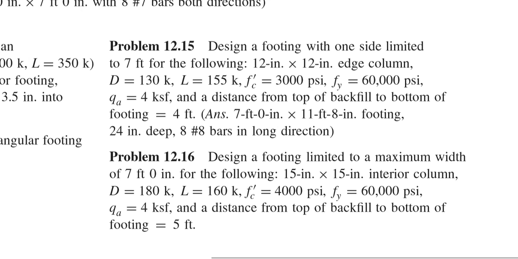Dead load is given as 130 kips, live load 155 kips, f'c is 3000 psi, fy, the yield strength of reinforcement, is 60,000 psi, allowable soil pressure is 4 ksf, and the distance from the top of the backfill to the bottom of the footing is 4 feet.